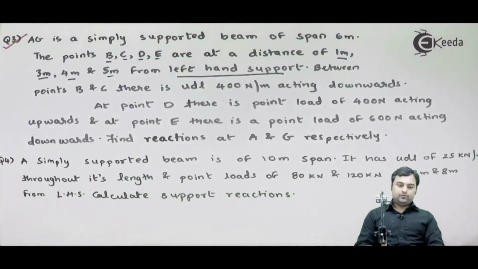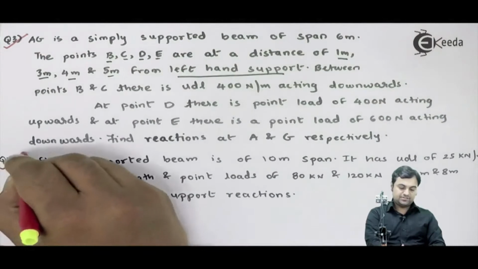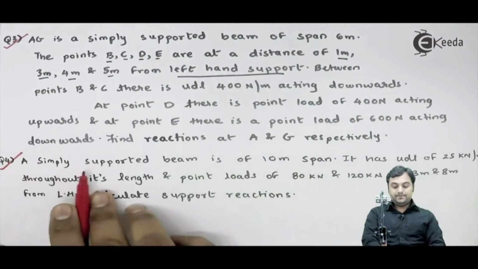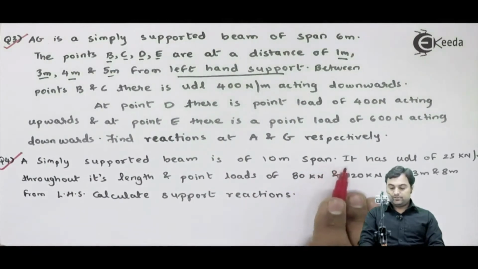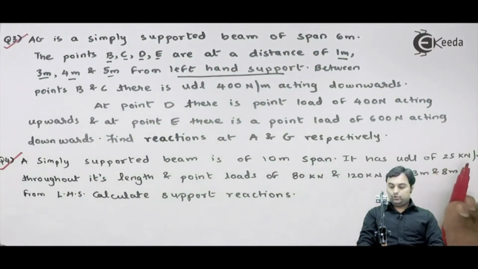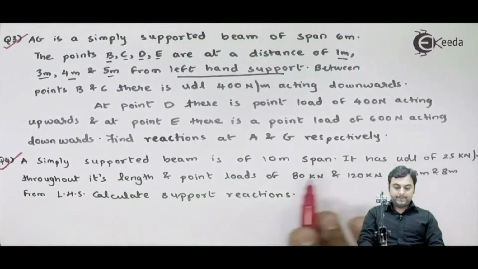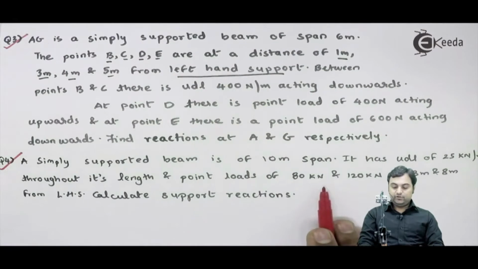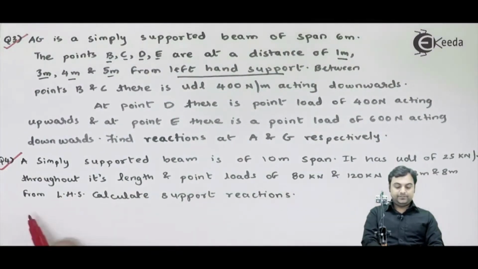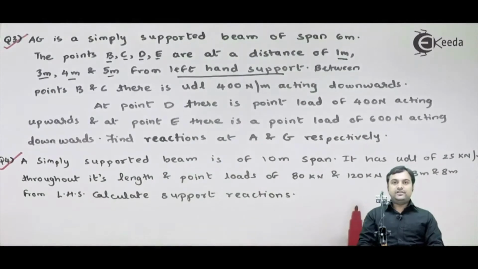Let us take question number 4 on beam reactions. A simply supported beam is of 10 meter span. It has UDL of 25 kilonewton per meter throughout its length and point loads of 80 kilonewton and 120 kilonewton at 3 meter and 8 meter from left hand support. Calculate support reactions. So this is the problem which we have.